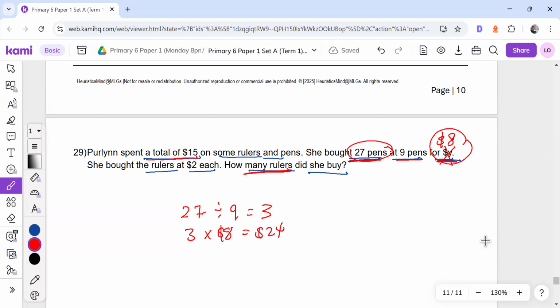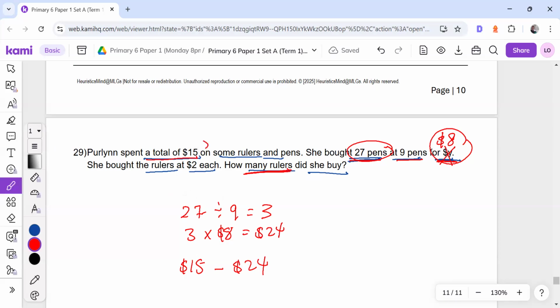And then what happened? She spent a total of $15. Oh dear. This is the total money she spent. Then you minus 24. Then you wonder, why can like that? Don't worry. It's just an example. So you can't minus, but we don't care. What we want is the steps. 15 minus 24 to get the money that she spent on the rulers.